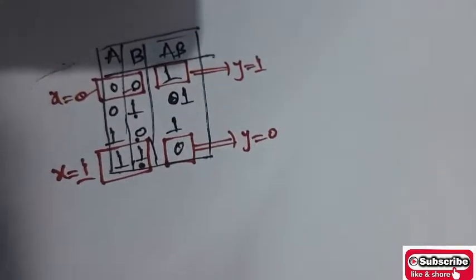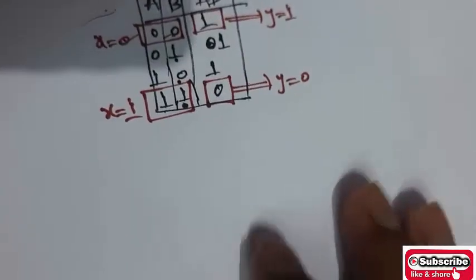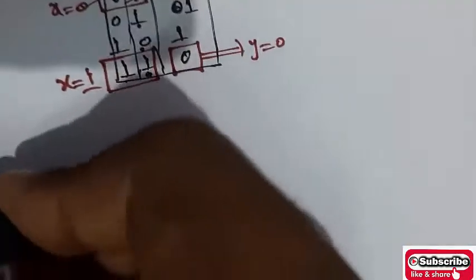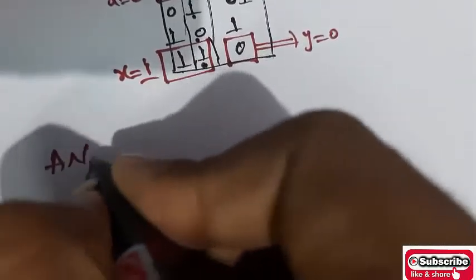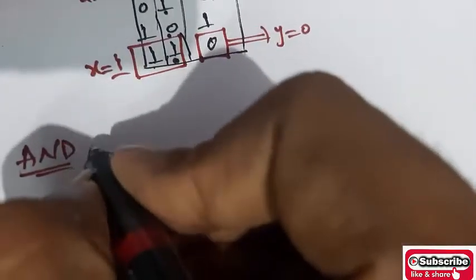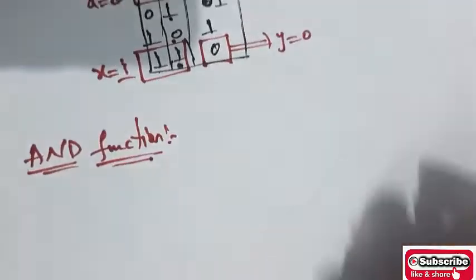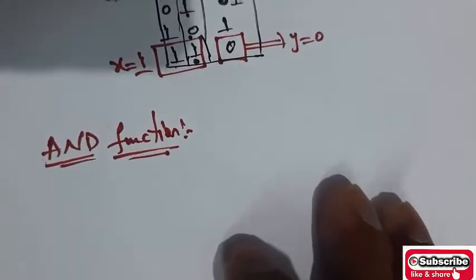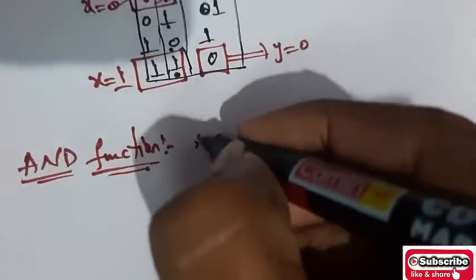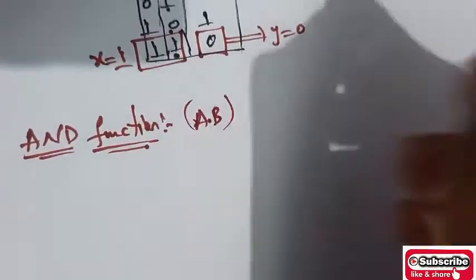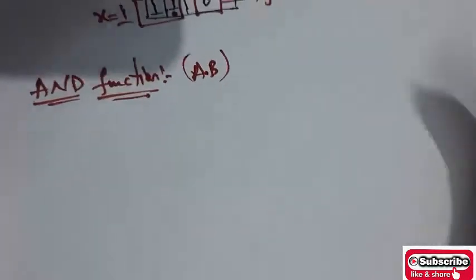Next, we will see the AND gate, or AND function. The Boolean expression for the AND function will be A into B. Let's see the small hardware structure for this.